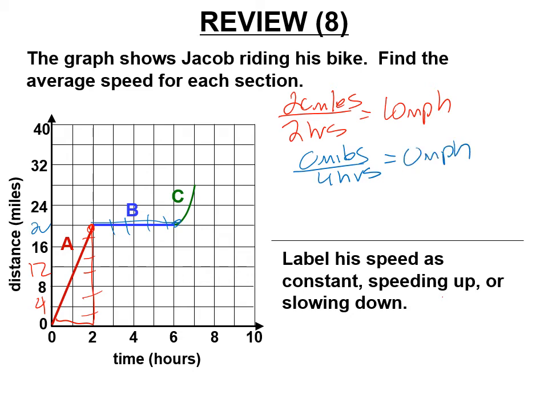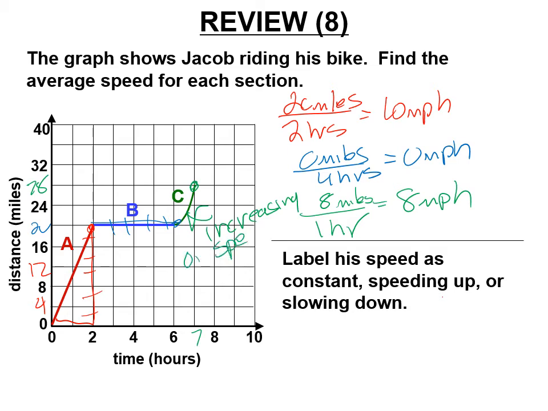And in section C, during that 1 hour, we went up 2 boxes from 20 to 28. We went 8 miles in that 1 hour. We went 8 miles per hour average speed, but this is increasing. We were going less than 8 at the beginning. All right, it's increasing or speeding up. Either way, you could say it. Right? Increasing the speed or speeding up. And in section A, we were going at constant speed. Section B, you're going 0. Okay.